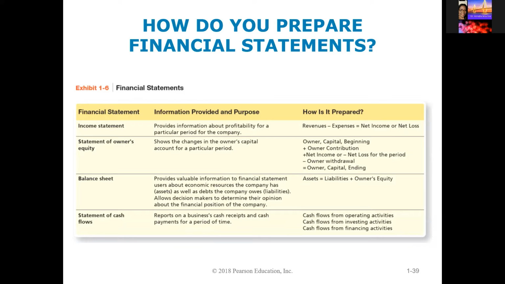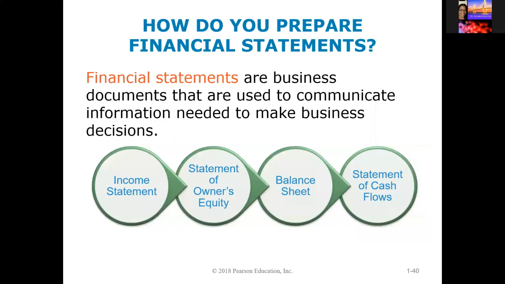Now, the first financial statement prepared is the income statement, followed by the statement of retained earnings or the statement of owner's equity. The balance sheet is the third statement prepared, and the statement of cash flows is the final report prepared. So how do you prepare financial statements? We know that financial statements are business documents that are used to communicate information needed to make business decisions.